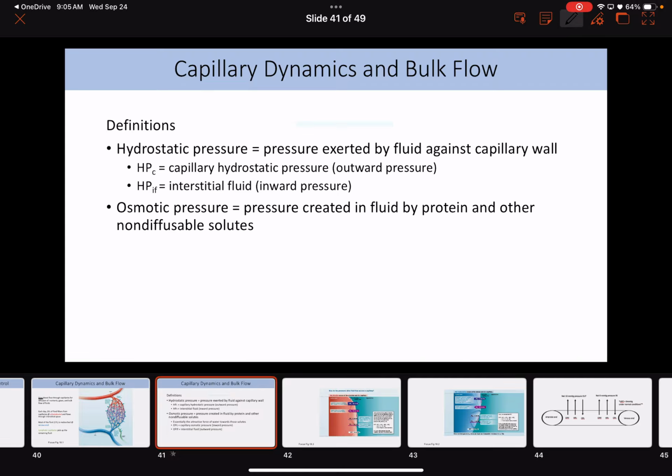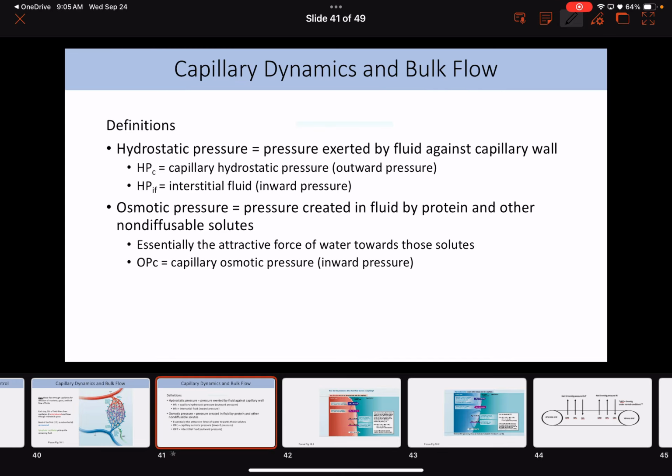Osmotic pressure is a pressure created in fluid by protein and other non-diffusible solutes. So osmotic pressure is essentially how much water is being attracted to an area because of the proteins that are there or because of the solutes that are there, the sodium that's there, how much water is being pulled in one direction. Essentially it's the attractive force of water towards those solutes. So we have osmotic pressure of the capillary, or capillary osmotic pressure. How much is water attracted to the capillary where all the solutes are? And then we have osmotic pressure of the interstitial fluid. How much is water attracted to the outside fluid?